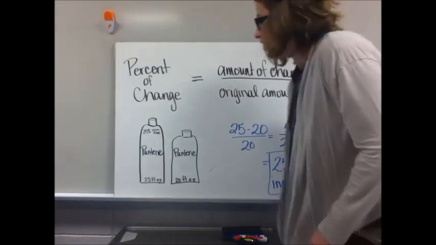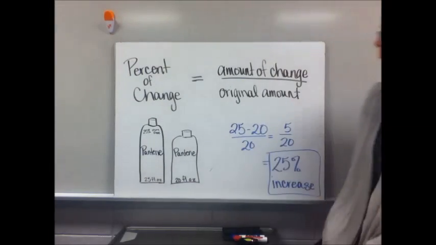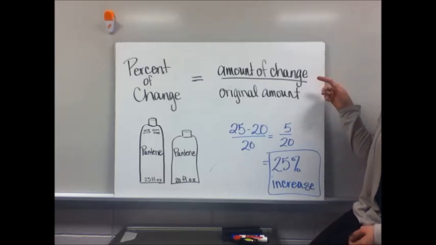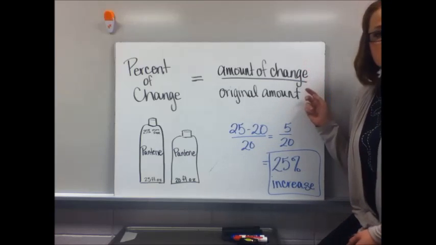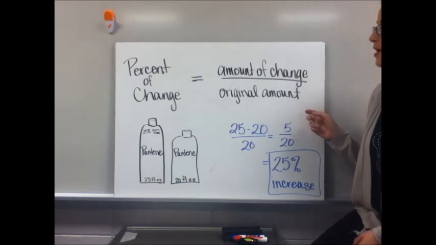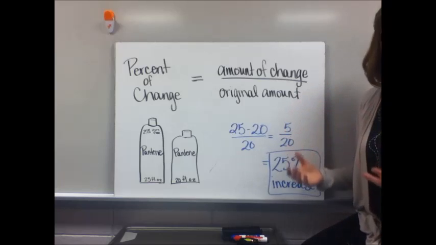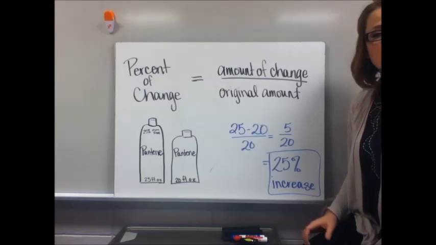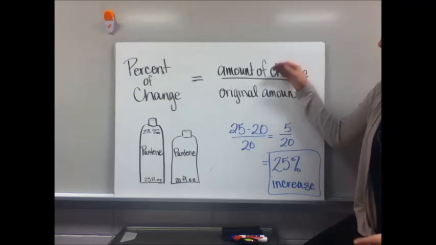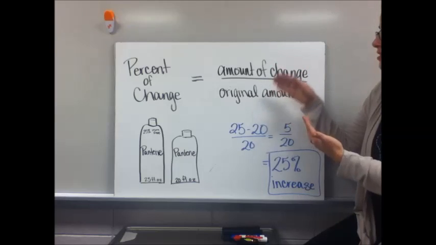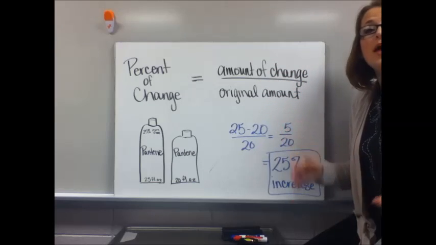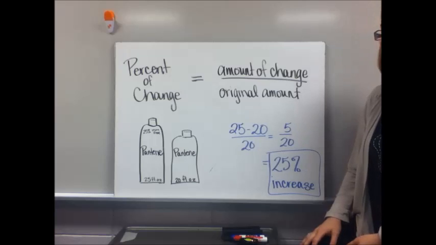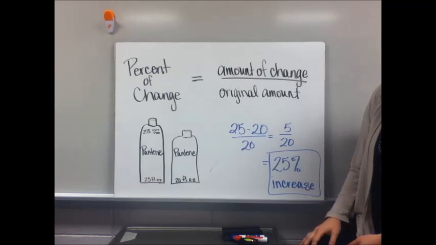Percent of change is found by first establishing a ratio, and this ratio is comparing the amount of change to the original amount. You take that ratio and then you turn that into a percent, which you have seen in previous lessons. A ratio, you're dividing those two. You divide the top by the bottom, you get a decimal, and then you turn that decimal into a percent by moving the decimal over 2 spots.